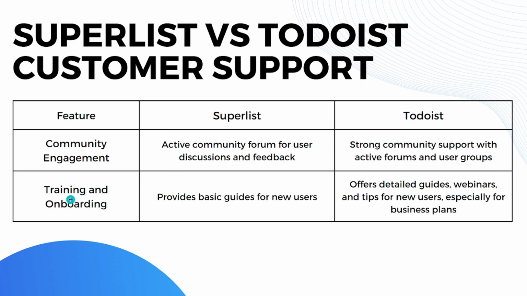When it comes to training and onboarding, Superlist provides basic guides for new users, while Todoist offers detailed guides, webinars, and tips for new users, especially for business plan users. And yes, that's it. We're done with the customer support, pricing, and features comparison. So now let's go directly to the pros and cons comparison.